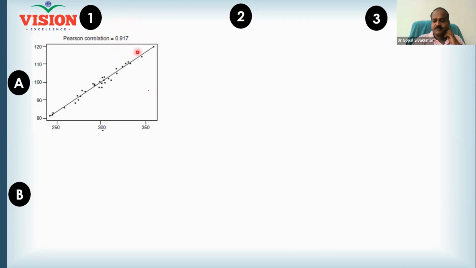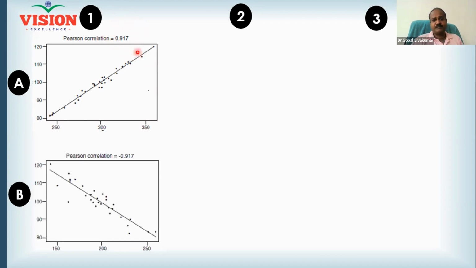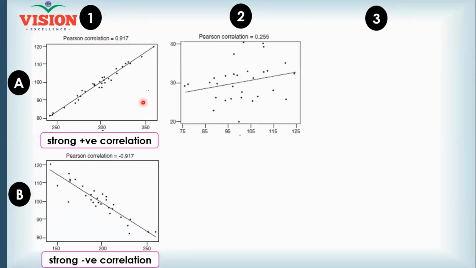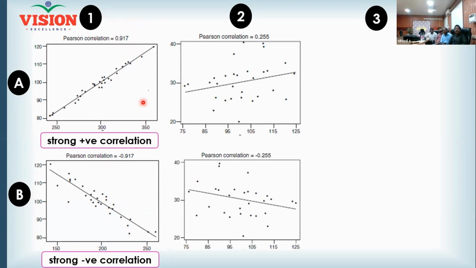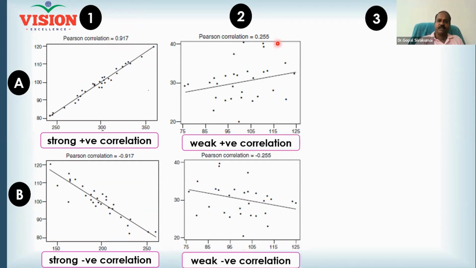Now this one. Come on, tell me. Strong negative. Here. Look at the R value, 0.255. Weak positive. And now, no relation, sir.